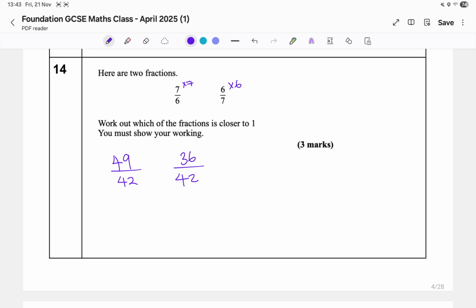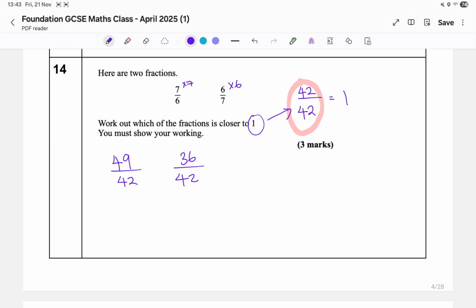Now I can see which is going to be bigger or smaller. So we can see it's out of 42. Whenever they give you the number 1, 1 is like saying 42 divided by 42. 42 divided by 42 is just 1, so you can rewrite it as 42 divided by 42. It's the same as writing 1. 1 can also be written as 6 divided by 6, 7 divided by 7. So we need to see which of them is closer to 42 divided by 42.